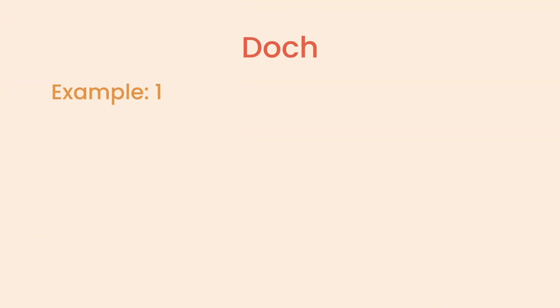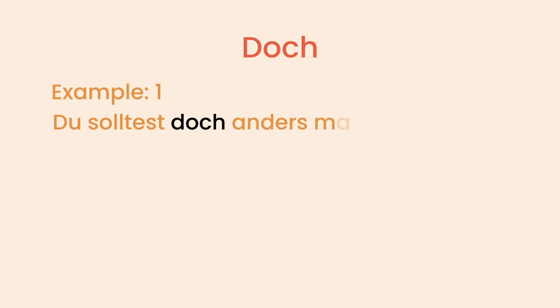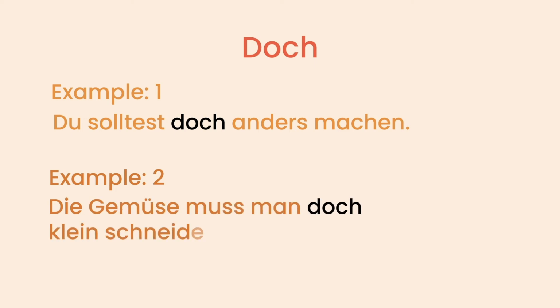And we see the last modal particle, or the Redepartikel, for today, which is doch. So when doch is used in a sentence, it is again very much in the direction of advice. Let's see the example. Du solltest doch anders machen. Die Gemüse muss man doch klein schneiden. Very much you are giving advice to somebody, but you want to make it a little more polite, and then doch can be used where you're trying to say that you're not supposed to do it the other way around, you're supposed to do it this way.